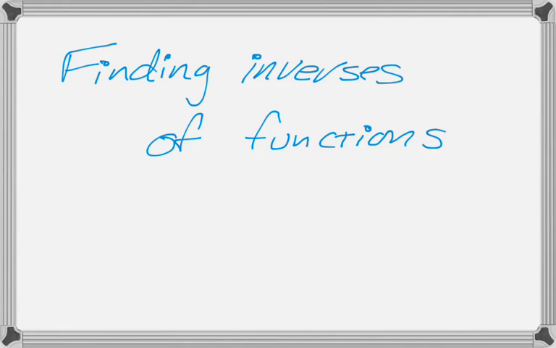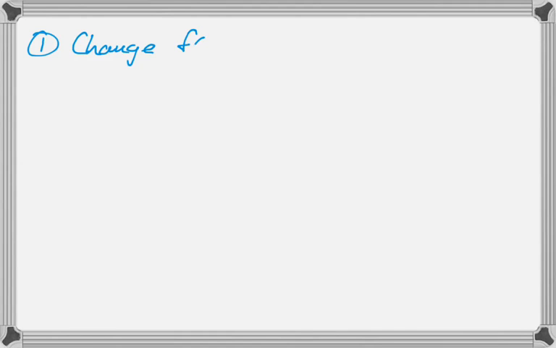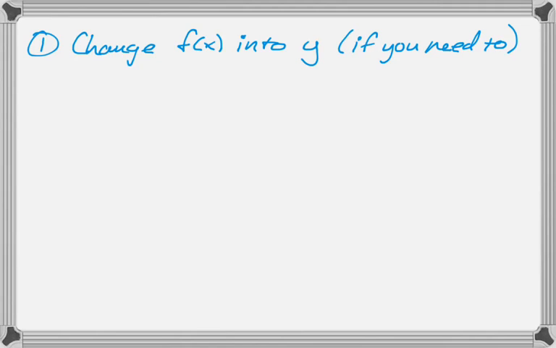Okay, in this video we're going to talk about finding inverses of functions. To do that, we follow a basic procedure. First thing you want to do is change f of x into y if you need to. A lot of times you start out with y equals something. Other times you start out with f of x equals something. It's much easier if you just change f of x into y right off the bat.